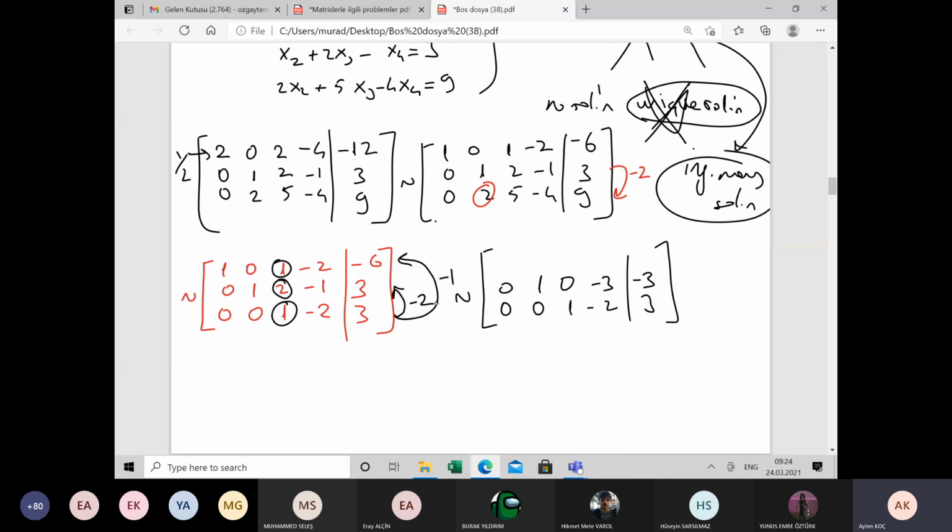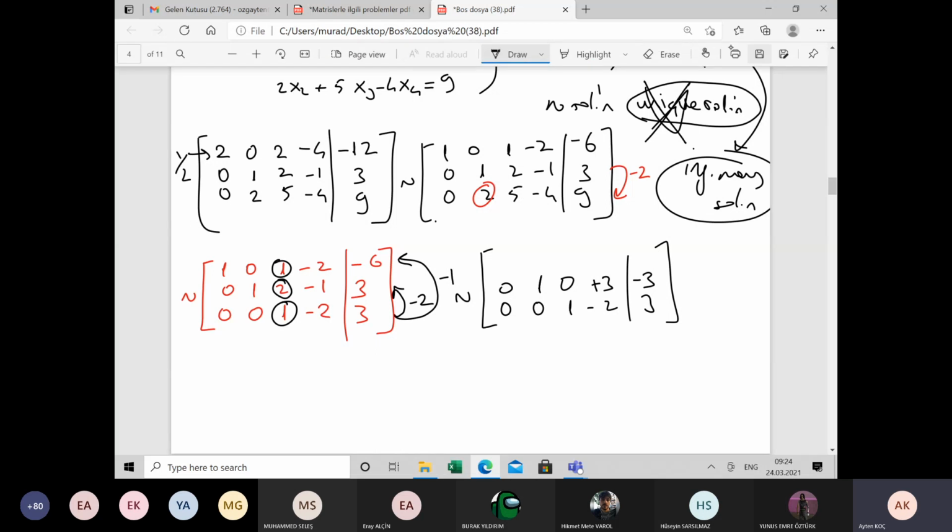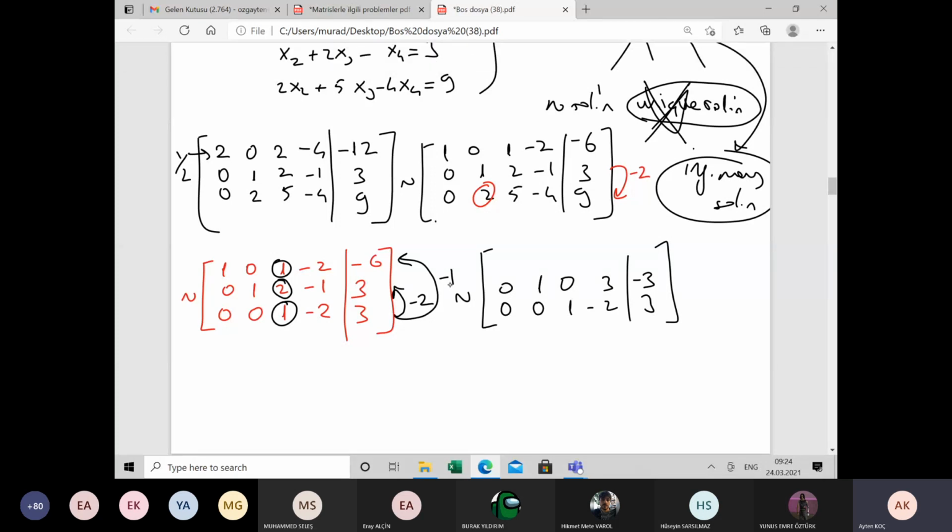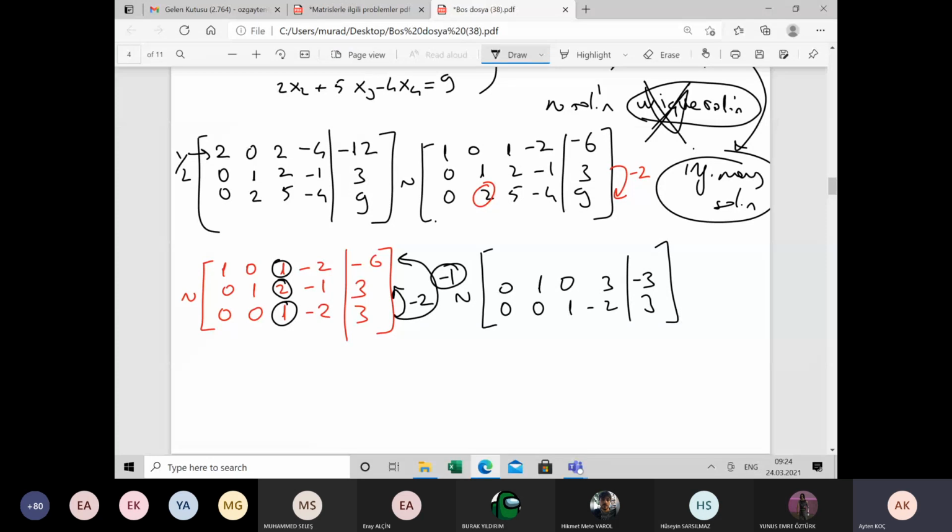Sorry, this one is -2 plus 4, -1. This one should be plus, sorry. And then the next operation: multiply this one by -1 and add to the first one. 0, 1, 1. 0 times -1, 0, 0. And -1 plus 1, 0. Plus 2, this one, 0. It's okay. So -3, -6, -9.